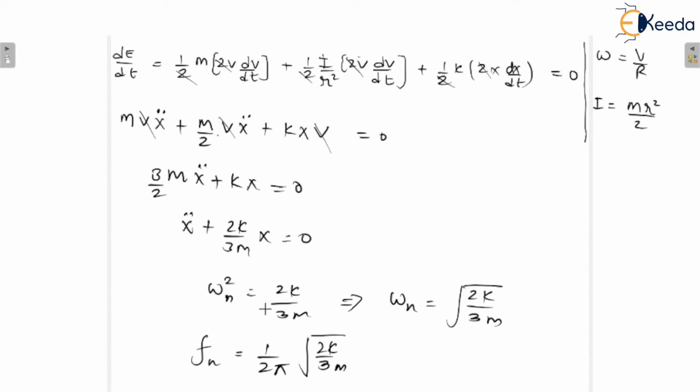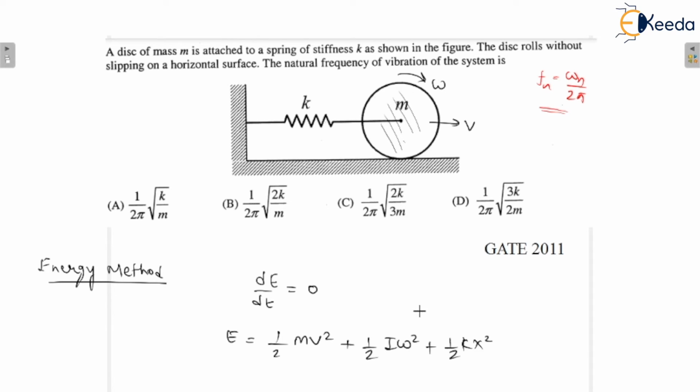I have not seen what the options given are, but we are following the correct procedure, that means you will get the correct answer. So option C would be the correct answer for this question.